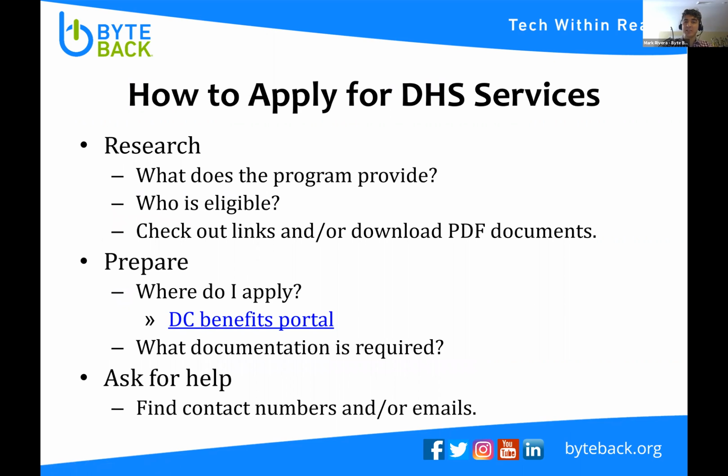So when it comes to DHS, this is really how to apply for all services, right? This is a general pattern that you can use because they're all going to ask you still for different things. So research, what is the program that you're looking for and what does that program provide, right? So look at the details of exactly what they provide because there are some programs for instance, rent assistance that provide it to you for one thing, and there's other programs for rent assistance that provide it to you for another thing. So really, you want to make sure that you get into the weeds a little bit. Who's eligible? Are you eligible for this program? Check out those links and download those PDFs, right?